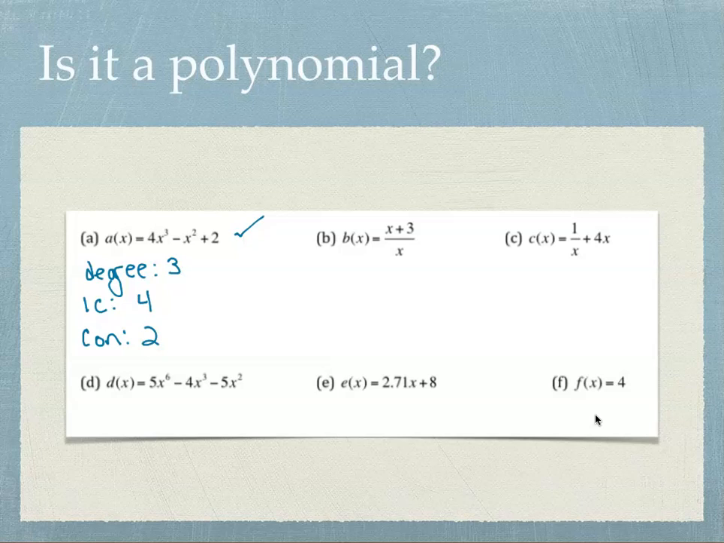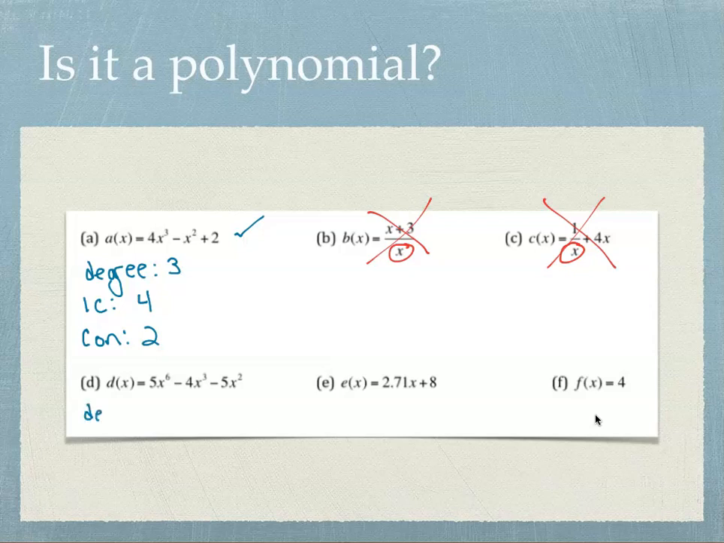Okay. For B, because that x is in the denominator there, you have an x right here, that is not a polynomial. Doesn't work. Similarly here, this x is in the denominator. Because the x is in the denominator, that is not a polynomial. For D, we have no negative exponents, we have no variables in the denominator, and no square roots. So this is a polynomial.